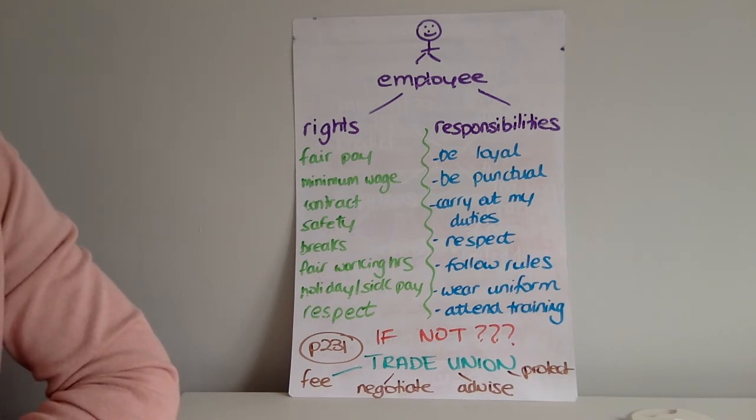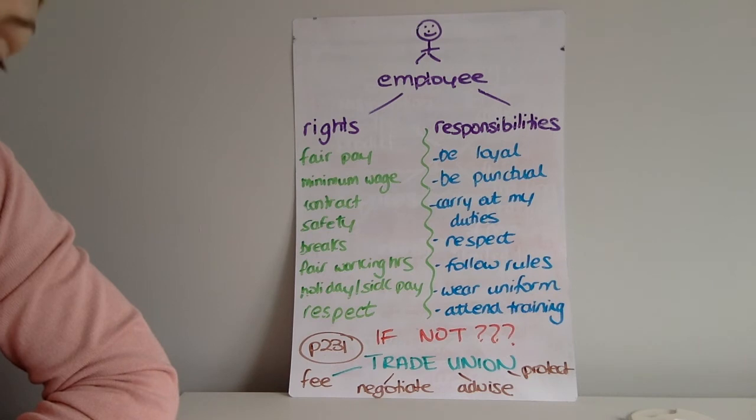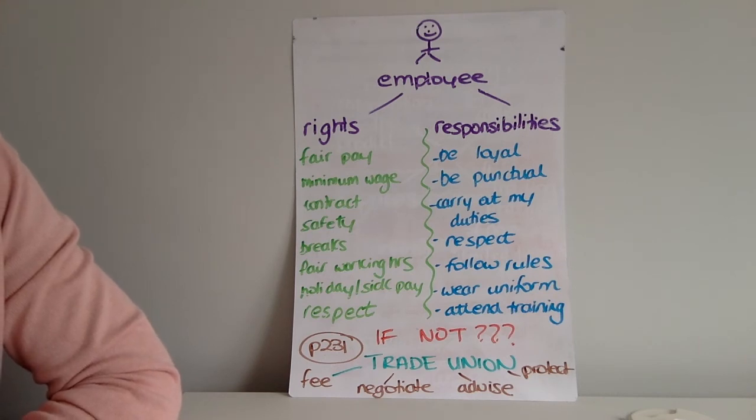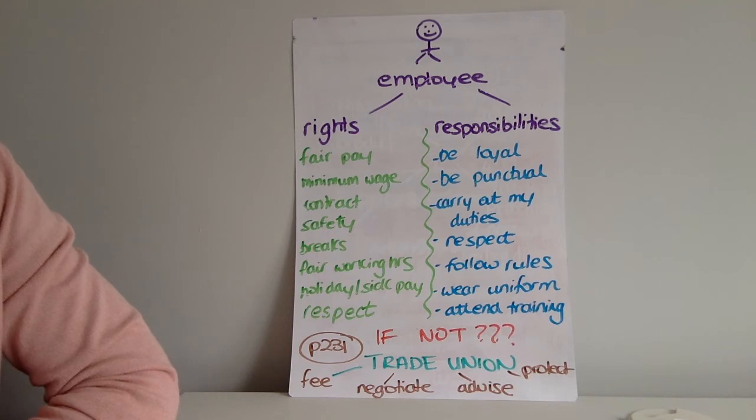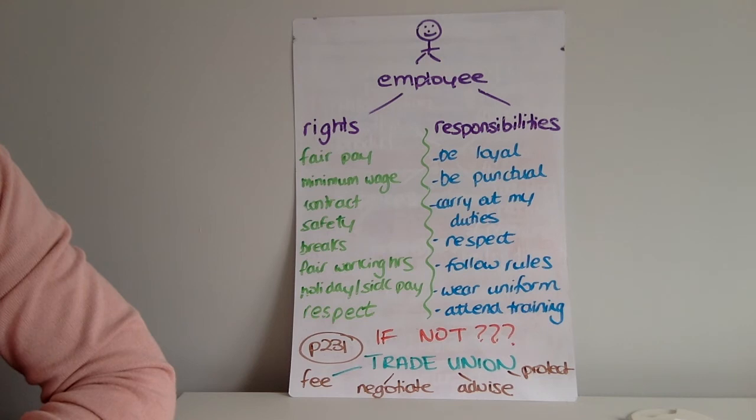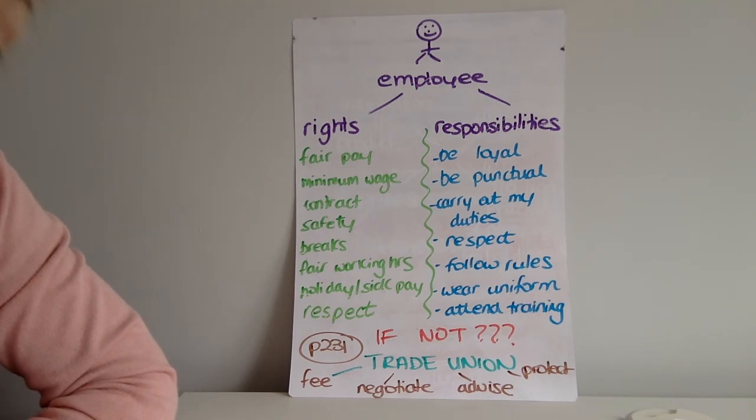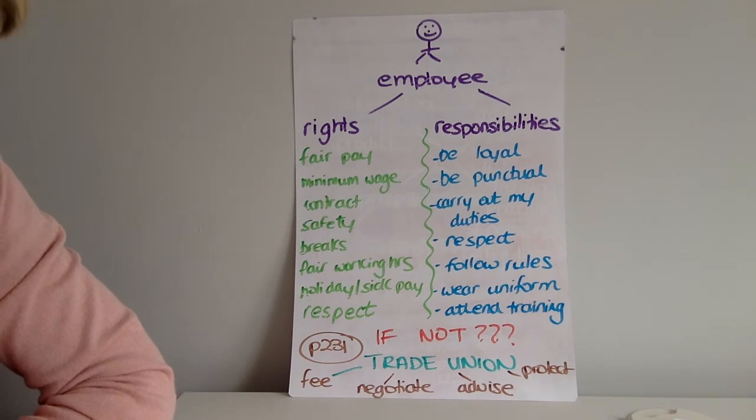And each month we pay them a fee. And the reason we pay them a fee is because they protect workers' rights. Okay, so they will advise us on our rights. If we feel we have an issue with our employer, we can go to our trade union and they'll give us advice. They might step in and support us, and they might negotiate with our employer.